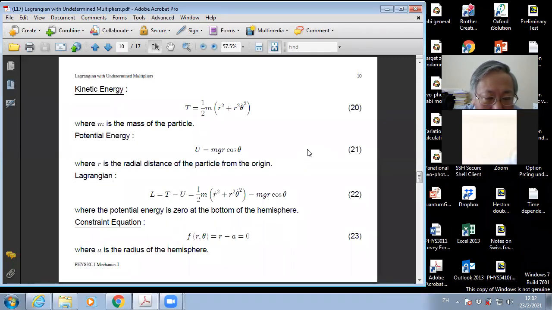Kinetic energy: the first term gives you the radial kinetic energy. The second term gives you the angular or tangential rotational kinetic energy. The first term is the radial translational kinetic energy. Potential energy is equal to mgr cosine theta. Right?